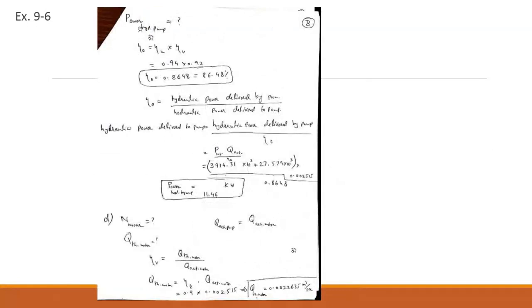Next part says the power provided or given to the hydraulic pump. I know that we can very easily find the overall efficiency of the hydraulic pump as the product of the mechanical efficiency and the volumetric efficiency. So put the values and you get the overall efficiency. Now we have the other formula of the overall efficiency, which is the hydraulic power delivered by the pump over the actual mechanical power delivered to the pump, which is of course coming to the top of the pump.